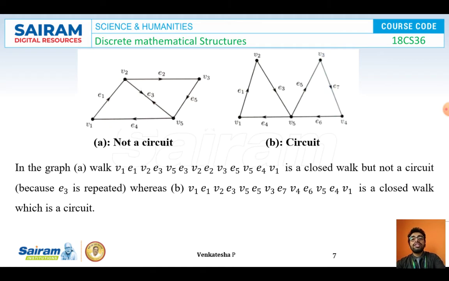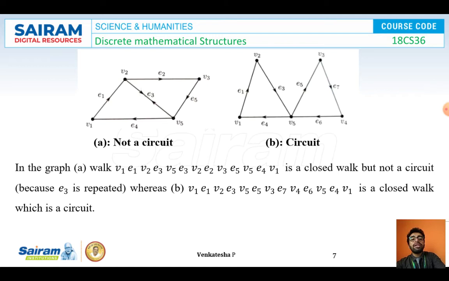So next is this figure. We can see that this figure is not a circuit, but this is a circuit. Why? Because in this graph the walk v1 e1 v2 e3 v5 e3 v2 e2 v3 e5 v5 e4 v1 is a closed walk but not a circuit, because here e3 is repeating, so it is not a circuit.